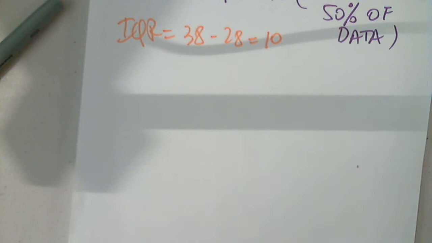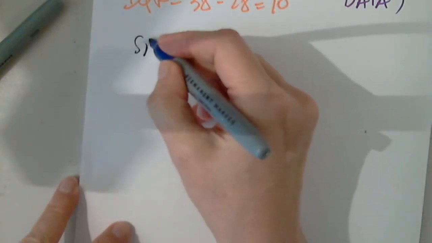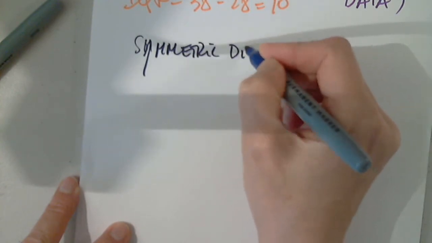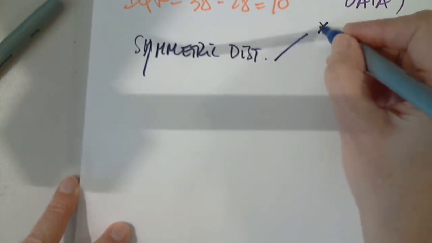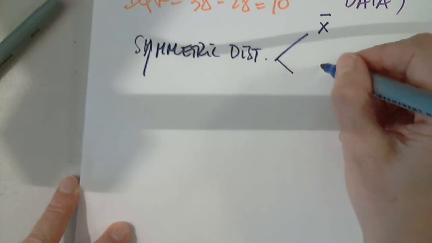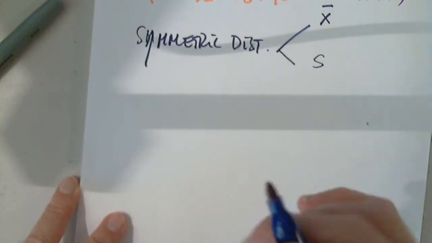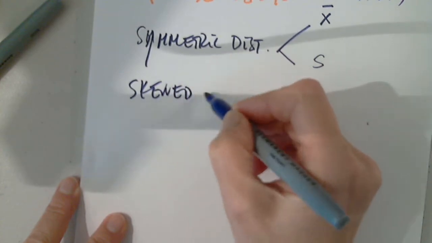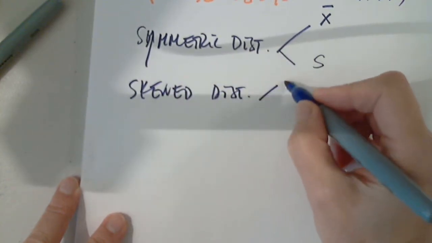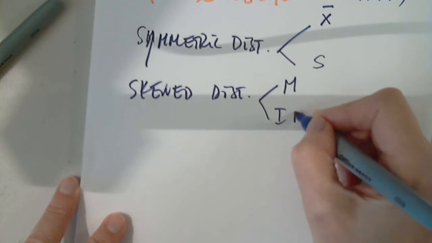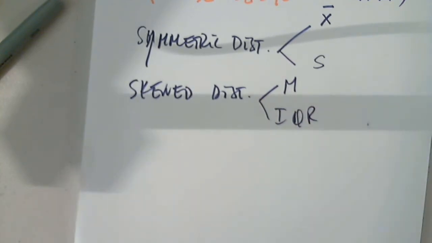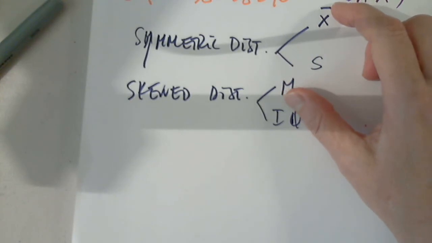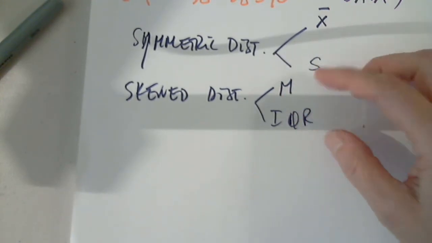So let me write this one more time for you. For symmetric distributions, we use the mean and the standard deviation. For skewed distributions, we use the median and the IQR. Of course, the mean and the median for central tendency, and the standard deviation and IQR for dispersion.